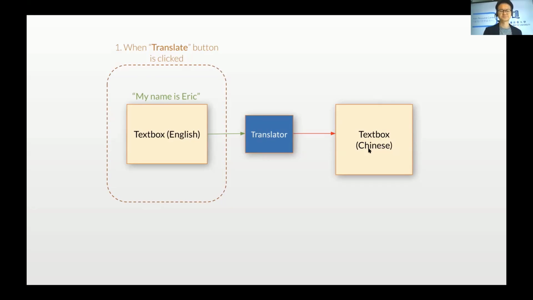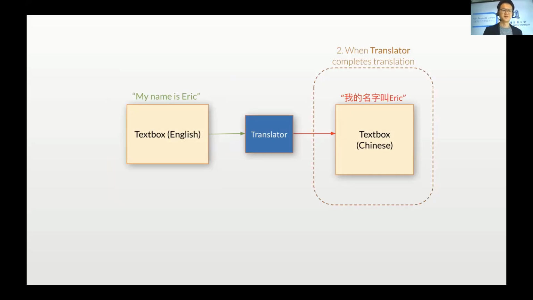And what is that? It's when the translator completes the translation, right? Because the translator actually takes, even if it's really fast, maybe 1 second or half a second, you'll still need some time, right? So you need to wait for the translator to finish the translation, and then you can put that Chinese text into the text box, okay? So these are the two conditions that have to be met before we actually show the final translation in the text box.